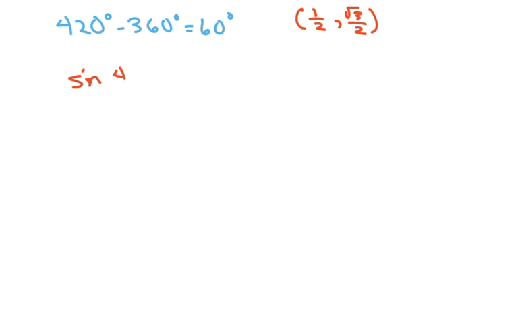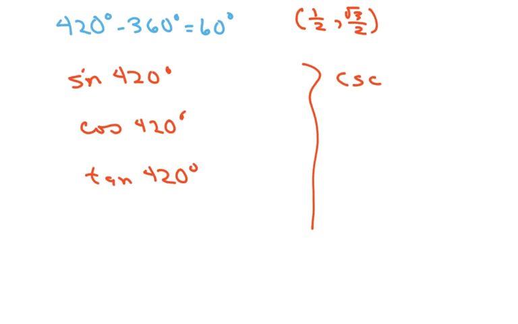Last one we have is 420 degrees. Now you can leave it like that, but I tend to, it's coterminal. If I subtract 360, it's coterminal with 60 degrees. Because you subtract 420 minus 360. But I'm still going to write it as 420. But at 60 degrees, I know my x is 1/2 and my y is square root of 3 over 2. But you're still going to write sine of 420 degrees, cosine of 420 degrees, tan of 420 degrees, and then we'll go over here and do cosecant of 420 degrees, secant of 420 degrees, and cotan of 420 degrees.